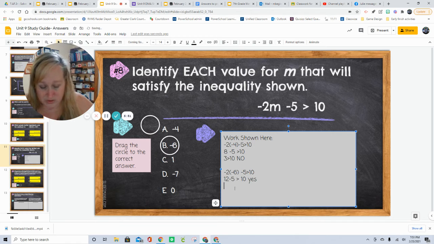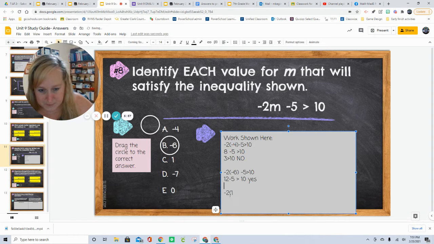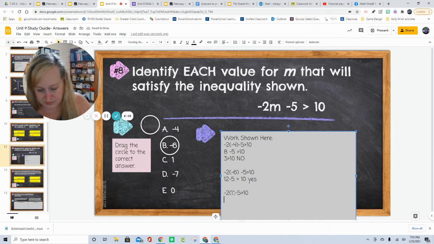All right, let's try the next one. Let's see if 1 works. -2 times 1 minus 5 is greater than 10. Let's see, -2 times 1 is -2, minus 5 more. Well, that's definitely not going to be right. So that will be -7 is greater than 10. The answer to that one is no.